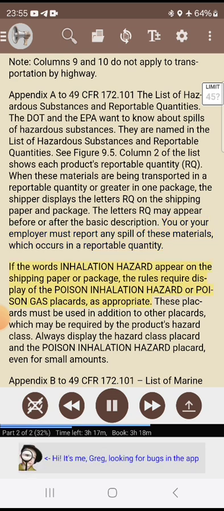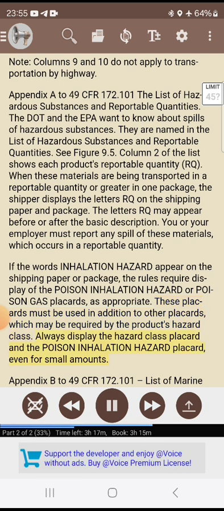If the words inhalation hazard appear on the shipping paper or package, the rules require display of the poison inhalation hazard or poison gas placards, as appropriate. These placards must be used in addition to other placards which may be required by the product's hazard class. Always display the hazard class placard and the poison inhalation hazard placard, even for small amounts.